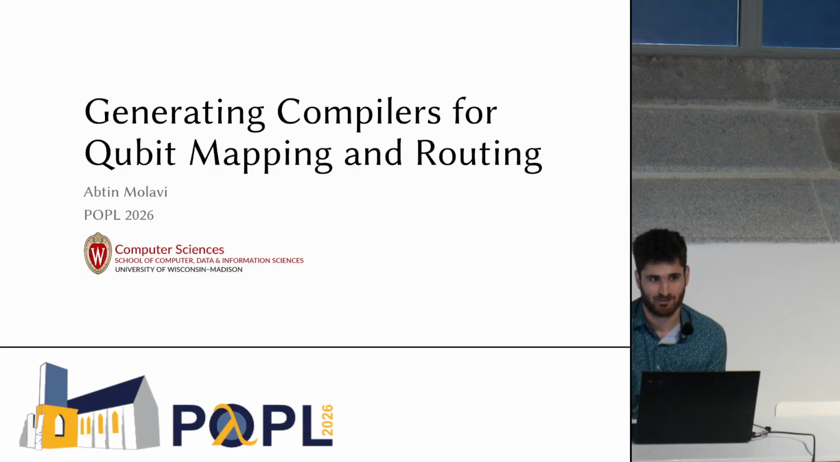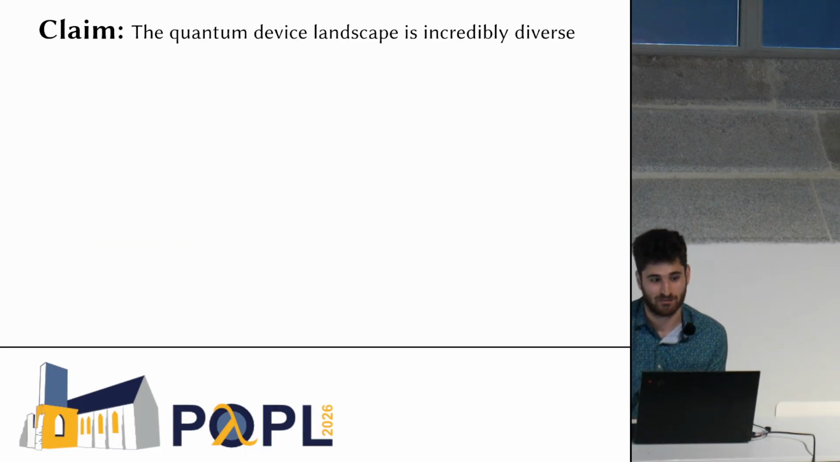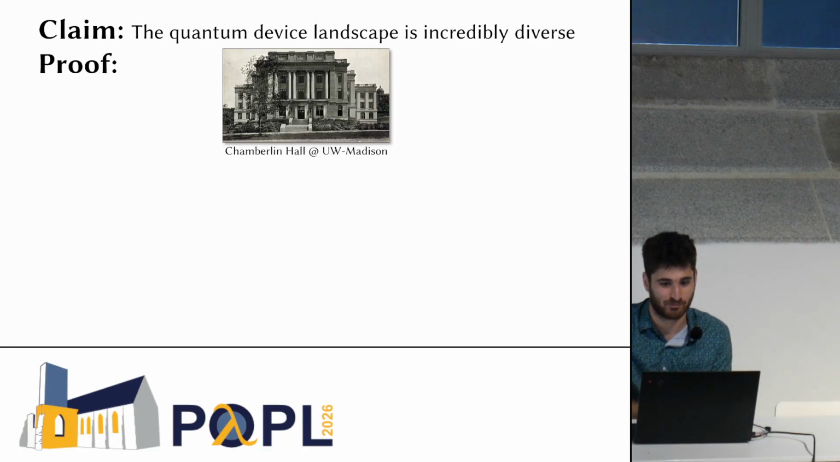So this work is all about trying to automate the process of developing compilers for new quantum platforms. The first thing I need to convince you of is that the landscape of target quantum hardware is incredibly diverse and fast evolving. And since we're at POPL, I decided to do that with a constructive proof.